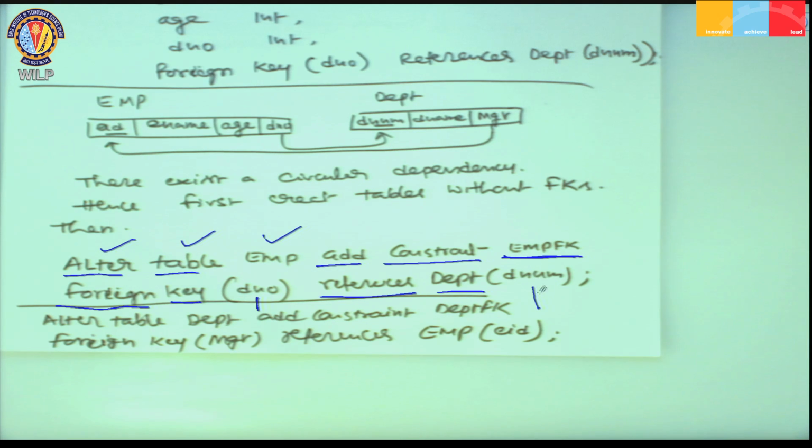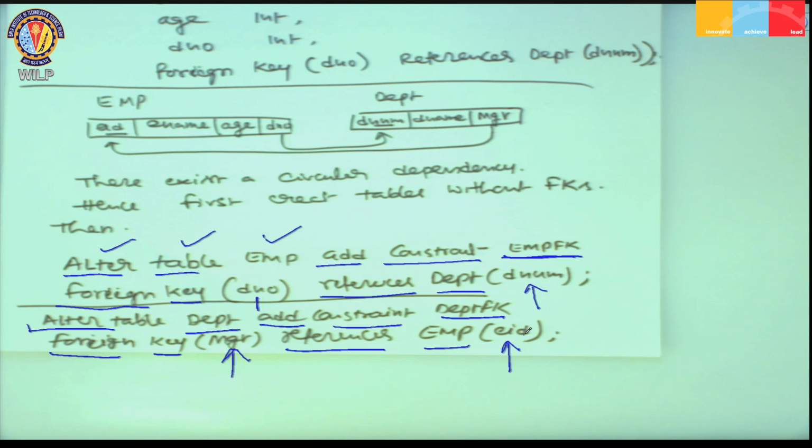So what is the attribute? DNUM attribute. Similarly, I need to alter the table department, add constraint. I can give a name to that foreign key constraint. What type of constraint? Foreign key. Which is the attribute? Manager. References employee table. Which attribute?